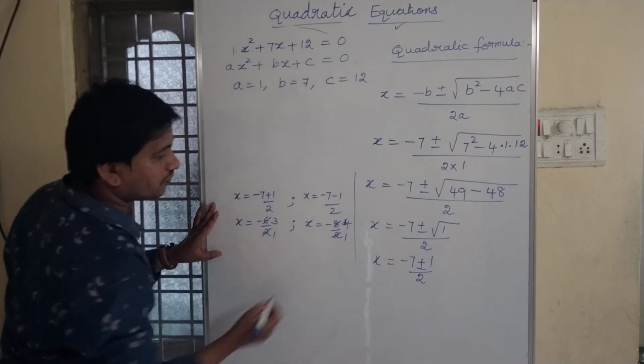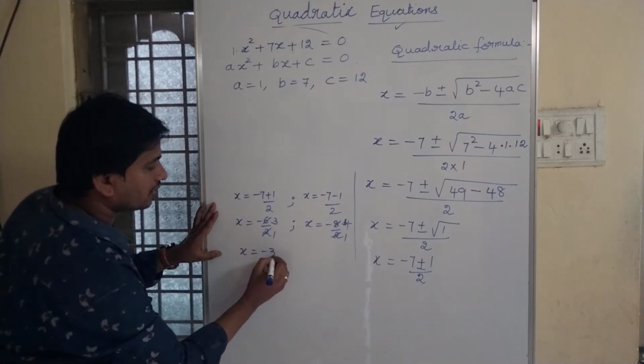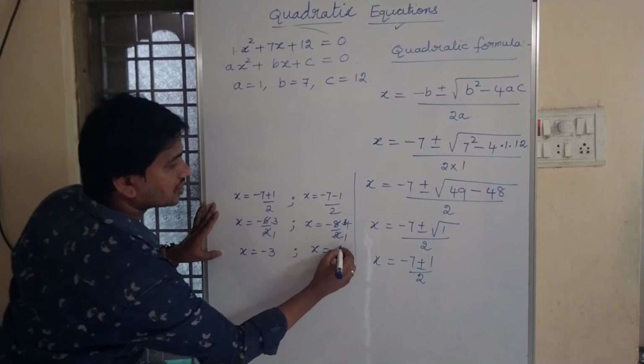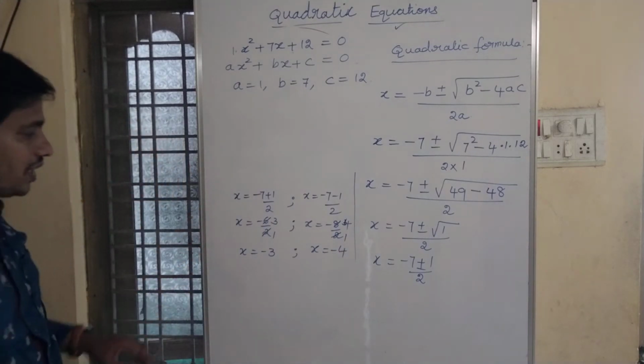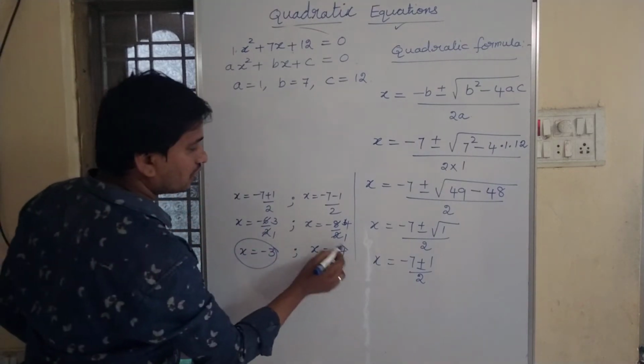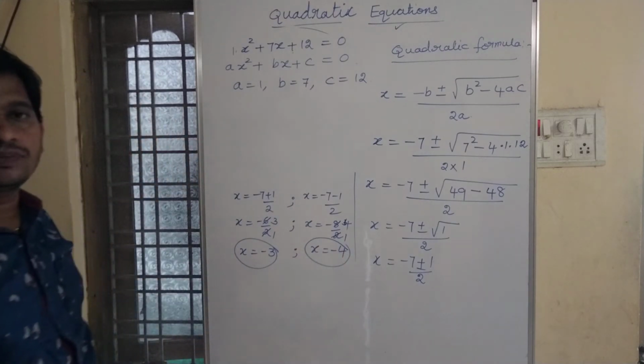Sorry, 24 ja. So x is equal to how much, children? x is equal to minus 3 and x is equal to minus 4. So again we got the same roots, children. x is equal to minus 3, x is equal to minus 4.